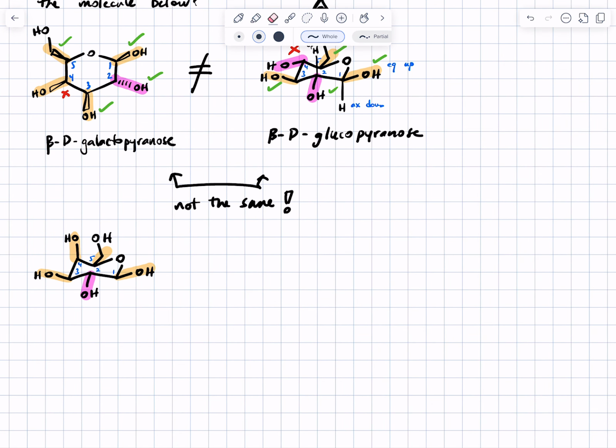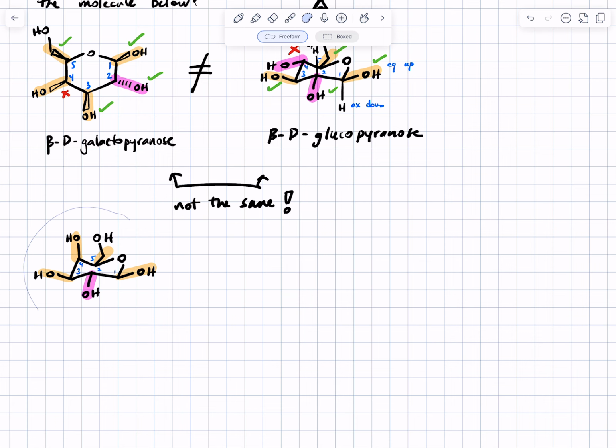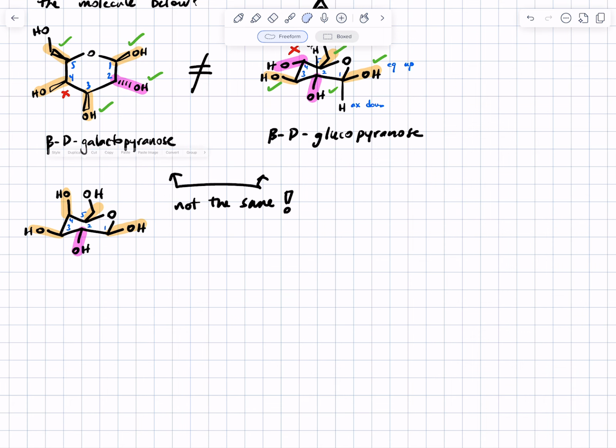Now this is a chair conformation of the right molecule, okay? So I'm going to use a triple equal sign to indicate those are the same thing. Yes?